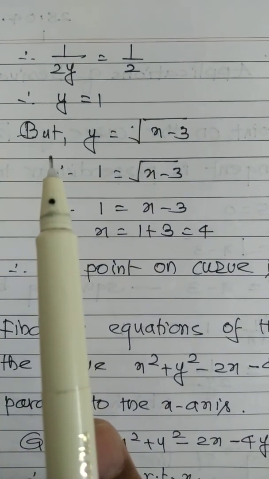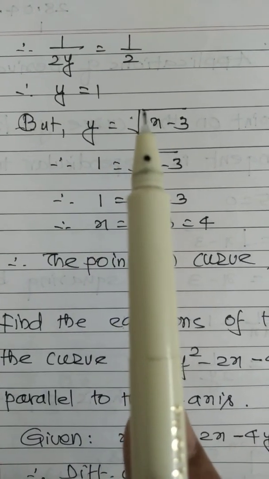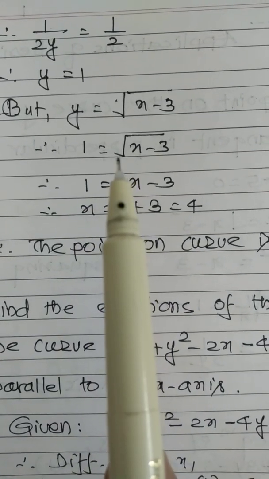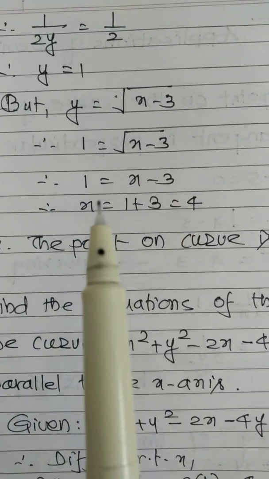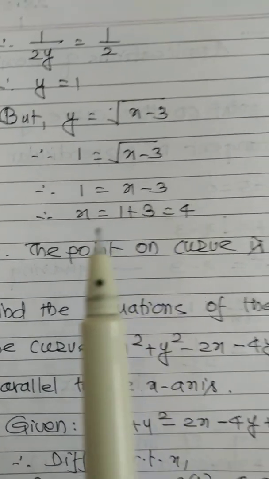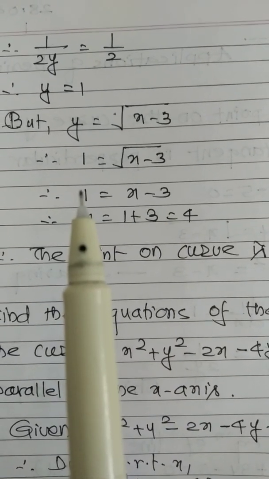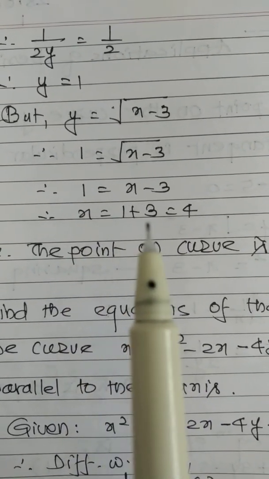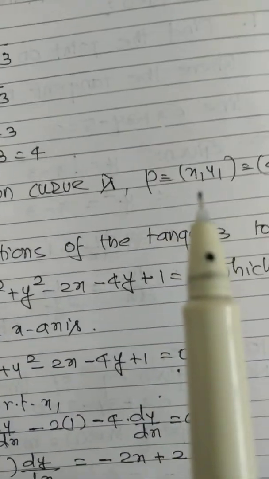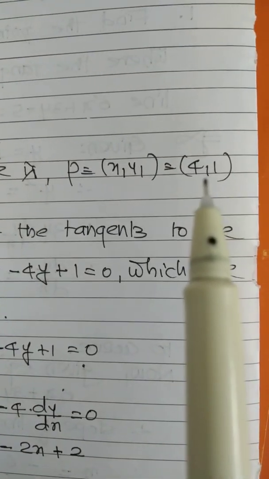Now again, we have to calculate the coordinates of that point on the curve. For that, given y equals square root of x minus 3, put the value of y: 1 equals square root of x minus 3. Squaring both sides, 1 square is 1, so 1 equals x minus 3. Transferring minus 3 to the left, x equals 1 plus 3, which equals 4. So the point on the curve is P(x1, y1), and it is (4, 1).